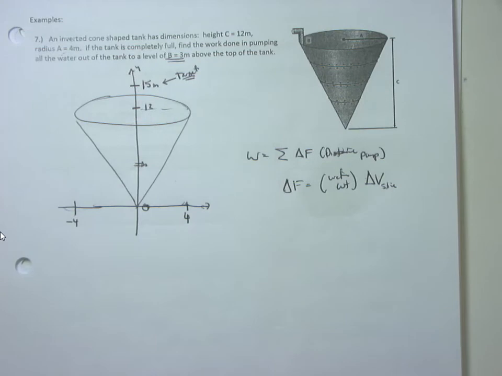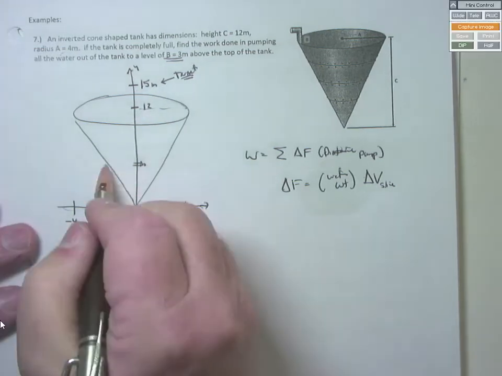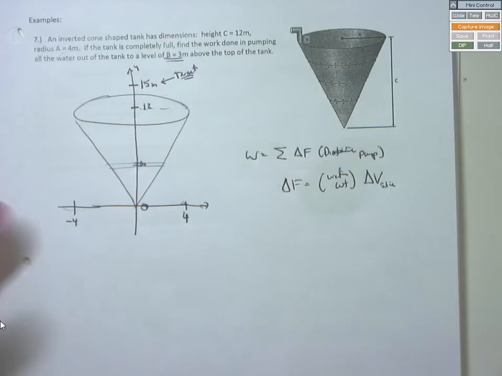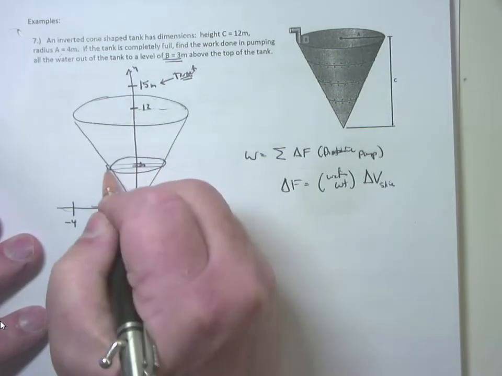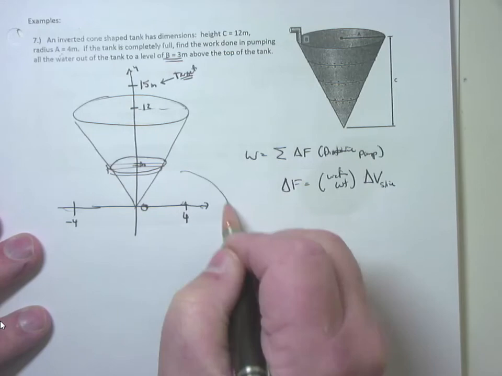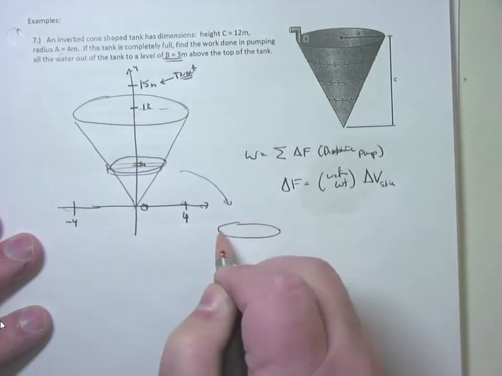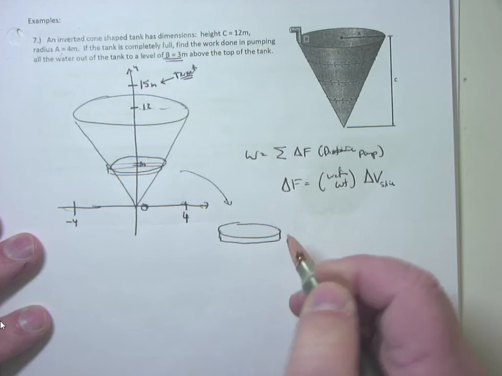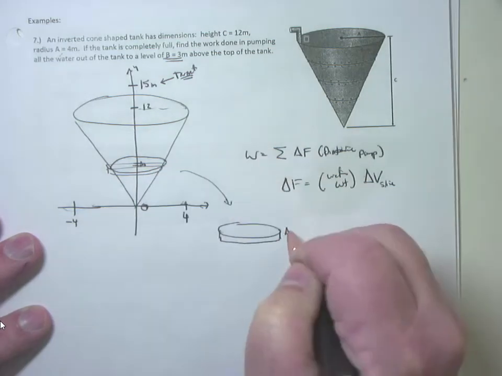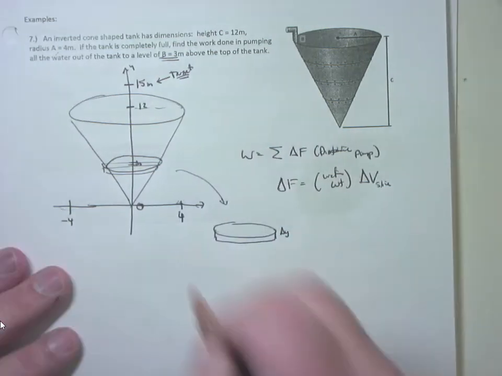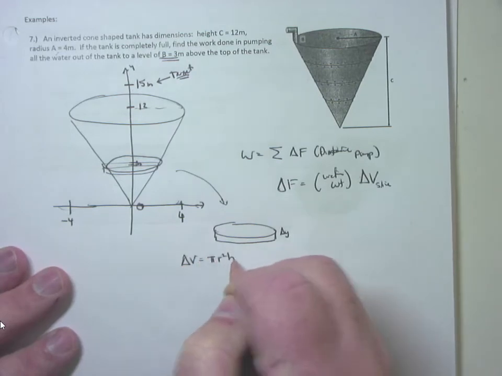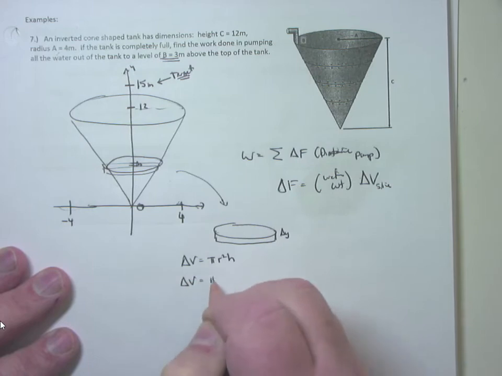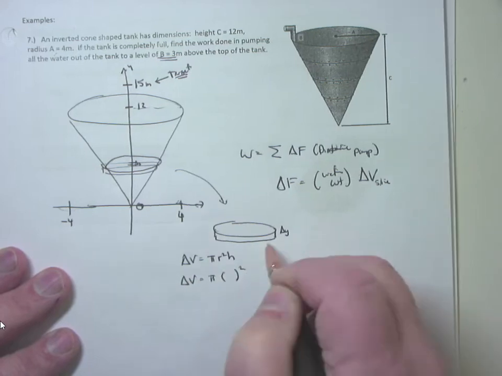But you've got to visualize this: when you take a little slice out of a cone-shaped tank, what's it going to look like? When I make my little slice, I slice it this way. It's either going to be disc shaped or box shaped. What's this one going to be? It's still going to be a disc, because you're taking this little section out of it. So it looks like this, and it is delta y tall. It's disc shaped, so my delta volume formula is pi r squared h. Delta volume is pi times r squared times delta y.